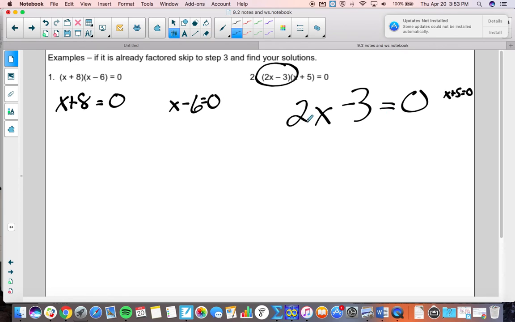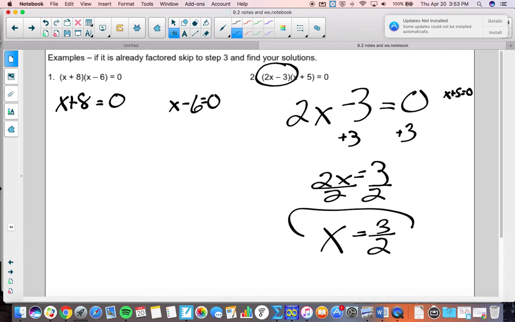When there's a coefficient in front of the x, I want you to show your work solving. So we undo addition and subtraction first, and then we undo multiplication and division. And yeah, you'll end up getting some fractions. So 3/2 is a solution. Whereas over here, if you're cool with just seeing that negative 5 is the solution, or if you want to show your work solving it, you can.